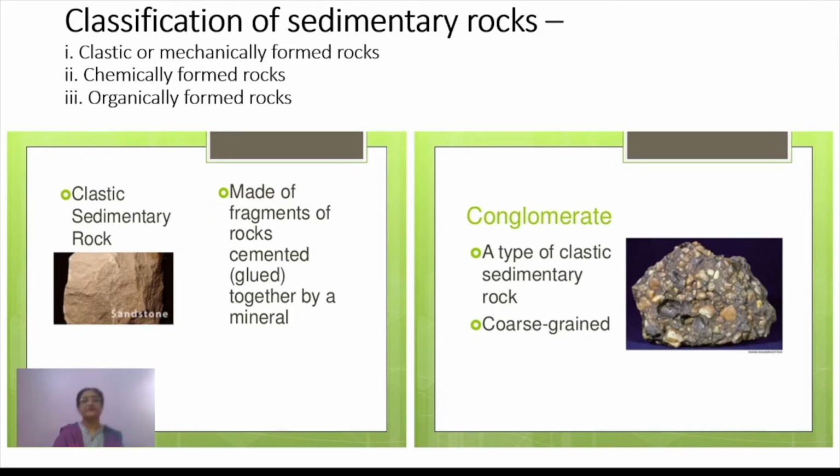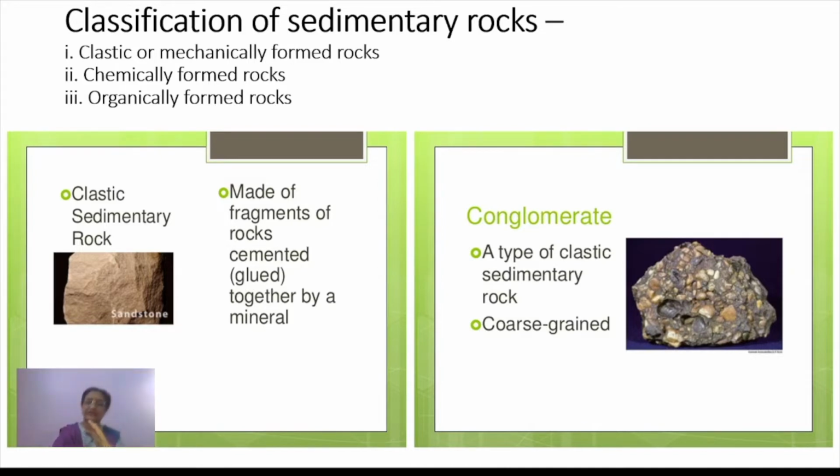First of all, the clastic sedimentary rocks, which we also call mechanically formed sedimentary rocks. What are these? These sedimentary rocks are formed in such a way that no chemical process is involved in it, or no involvement of any living being can be seen there. Such a rock, formed in that way, is called a mechanically formed sedimentary rock.